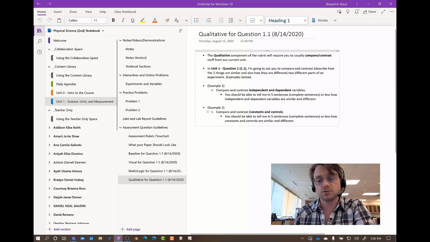Similarly, with constants and controls, if I ask you to compare and contrast, tell me how constants and controls are similar. What's something they have in common? How could you describe them as being similar? And then also contrast them. How are they different? What's different about them? That's it for the qualitative.